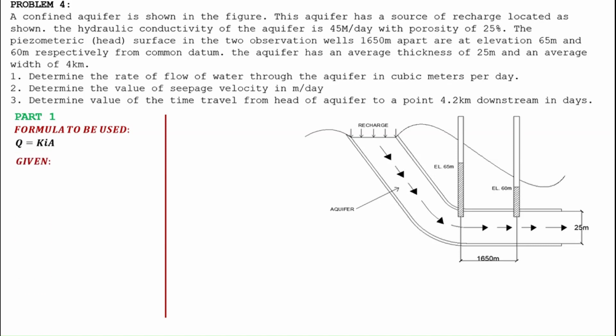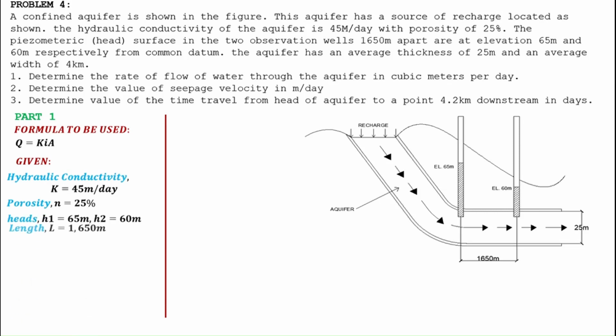From the problem, we can identify some given values, namely, hydraulic conductivity of 45 meters per day, porosity of 25%, heads H1 equal to 65 m and H2 equal to 60 m, the length equal to 650 meters, thickness of 25 meters, and width of 4 kilometers.